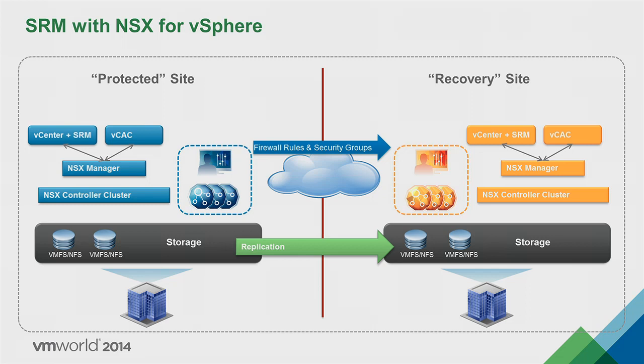So in a DR solution, you can actually see that there are two vCenter servers here. One on the left paired with SRM, another one on the right paired with SRM, and separate NSX domains. So they're both operational at the same time. The difference here is we're not extending the control of one NSX domain.